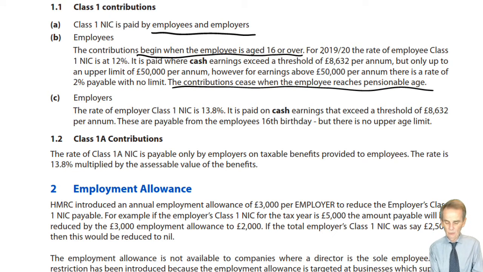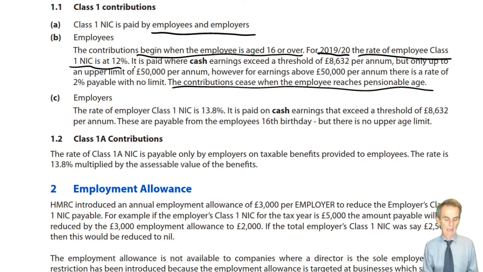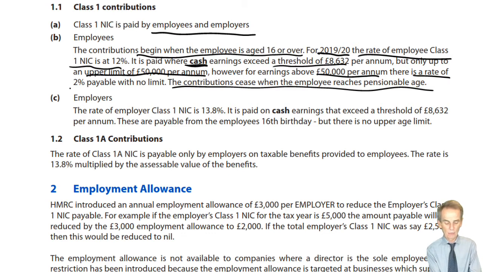What we do need to know is that for 19/20, as we've seen, the rate of employee Class 1 NIC is 12%. Now that's the main rate, that runs on those cash earnings that exist between the lower and the upper limit. Again, cash earnings there, where they exceed that threshold of £8,632 per annum, but only up to the upper limit of £50,000 per annum. If we go above £50,000, then there is a rate of 2%, with no upper limit thereon. Anything and everything above 50,000 for the employee is 2%.